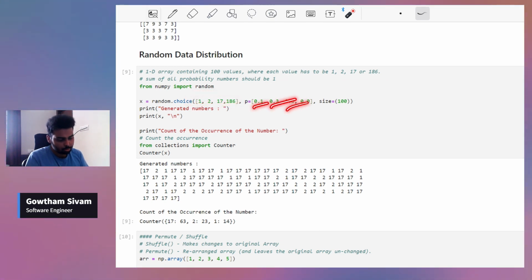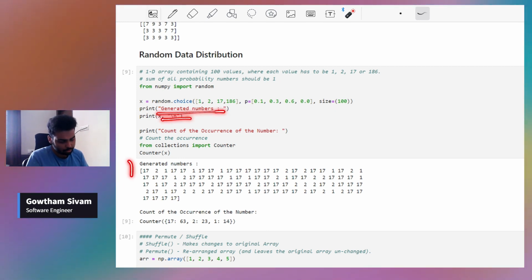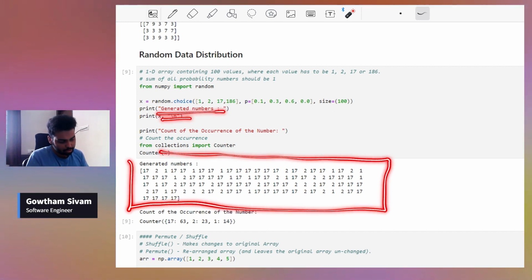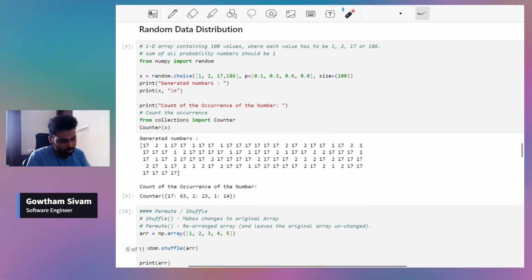The probabilities are 0.1, 0.3, 0.6, 0.0. Together if you sum these up, you will get a value of 1, because the sum of all the probabilities of the numbers should be 1. Next, size is equal to 100, which means it has to return 100 numbers. We can see that the generated numbers are present here.